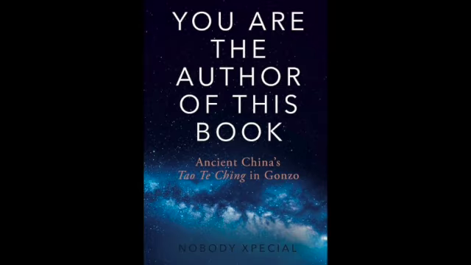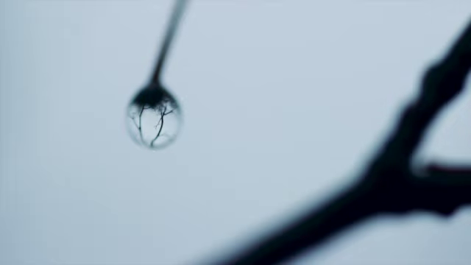You are the author of this book, Ancient China's Tao Te Ching in Gonzo, by Nobody Xpecial. English clarification of the square-shaped schema of Tao Te Ching's literary organization.